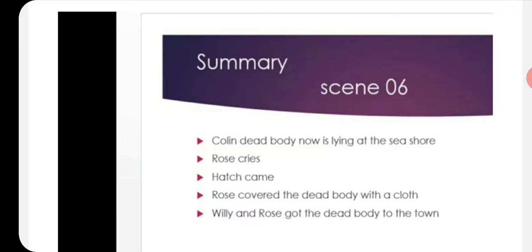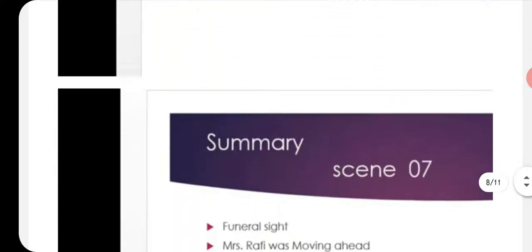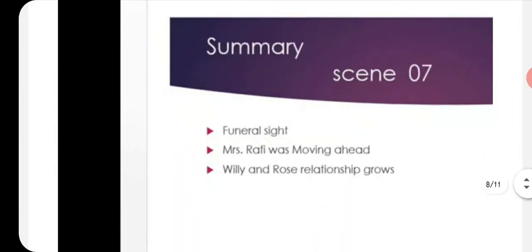In scene 6, Collins's dead body is lying on the seashore. Rose is crying, and Hatch comes. At that time, they bring a cloth and cover the dead body with it, but Hatch thinks that it is again a symbol of UFOs and aliens, so he takes out his knife and stabs the dead body again and again, and then he runs away from there. Willie and Rose take the dead body to the town, and after that, Hatch is arrested from the seashore.